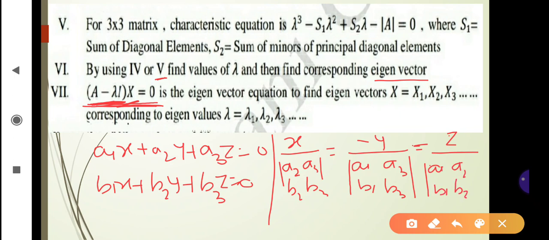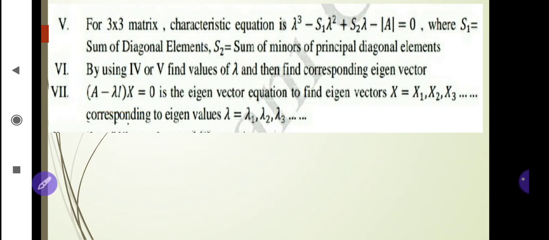b1, b2. So keep in mind the formula of Cramer's rule, if two equations are given: x upon determinant of a2, a3, b2, b3 equals minus y upon determinant of a1, a3, b1, b3, equals z upon determinant of a1, a2, b1, b2. Note the minus sign with y. By using this also we can find the values of x, y, z to get the eigenvector corresponding to the eigenvalue lambda. So this is the procedure to solve the examples of eigenvalue and eigenvector.